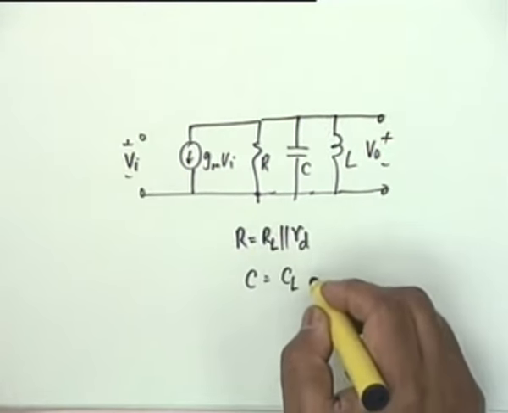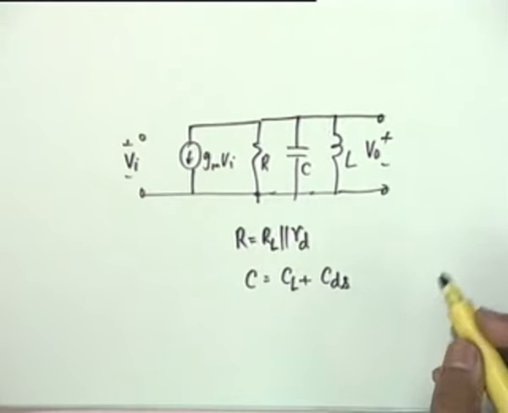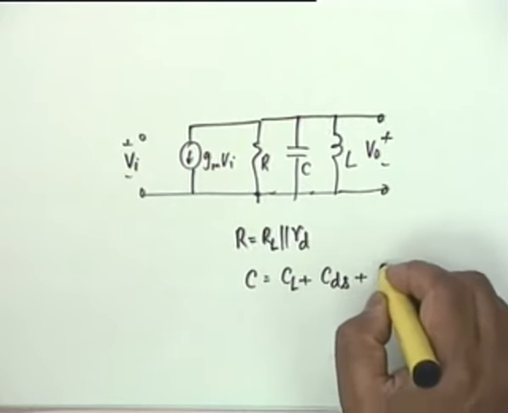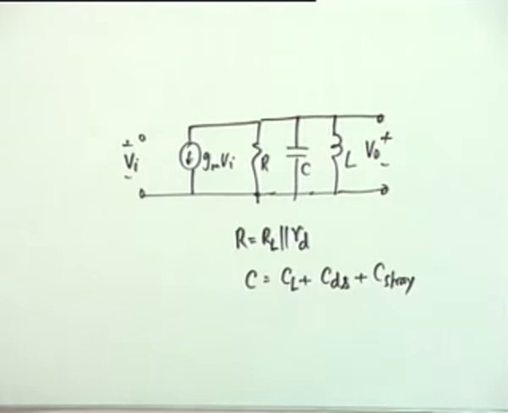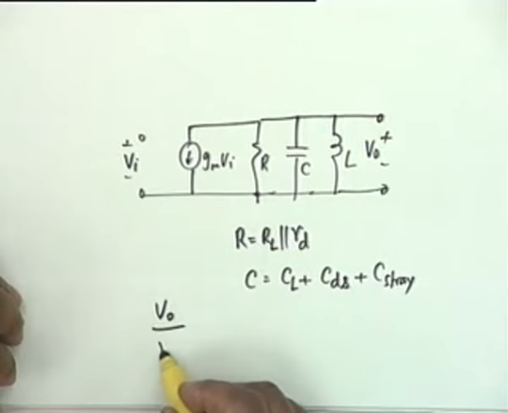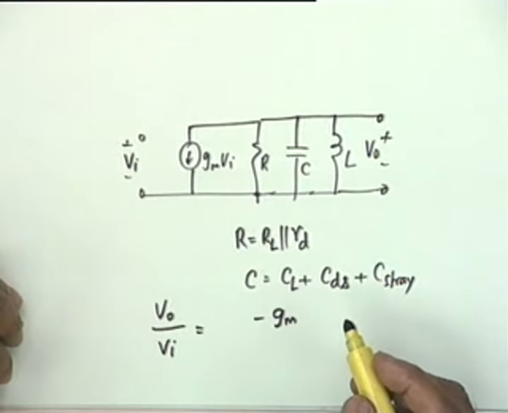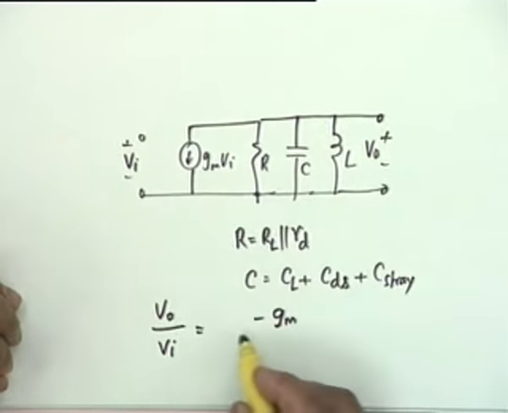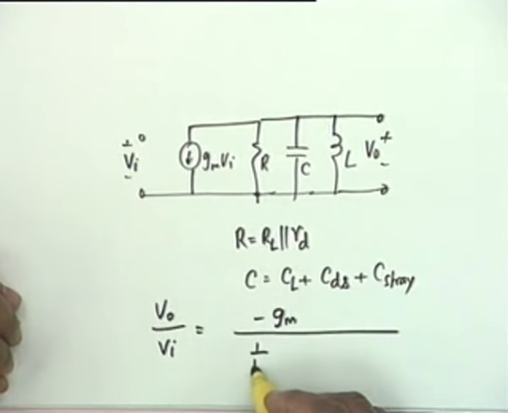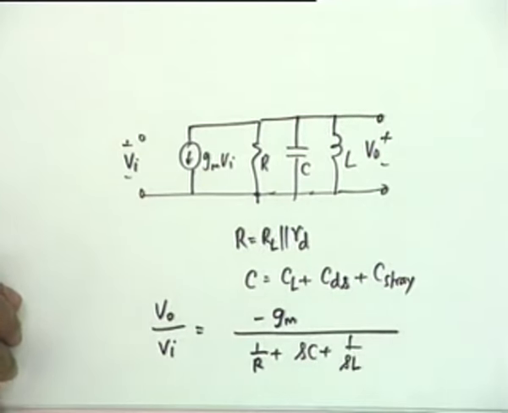C combines CL plus CDS between the drain and source and any stray capacitance that might crop up in this circuit. So this is the total circuit, and you know that the gain of this stage is very easy to see. V0 by Vi would be equal to minus Gm times the impedance of this circuit, which is 1 by the admittance of this circuit, 1 by R plus SC plus 1 over SL.